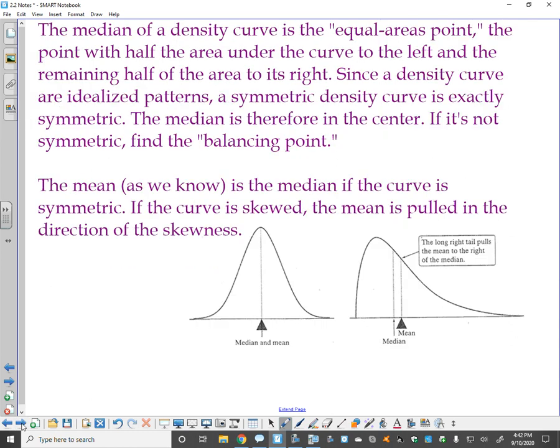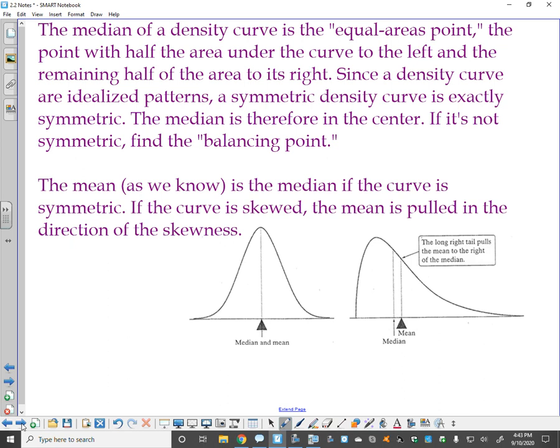Okay. The median of a density curve is the equal areas point. A point with half the area of the curve to the left and the other half to the right. And that makes sense for median, because median, when we talked about individual pieces of data, was the middle number.